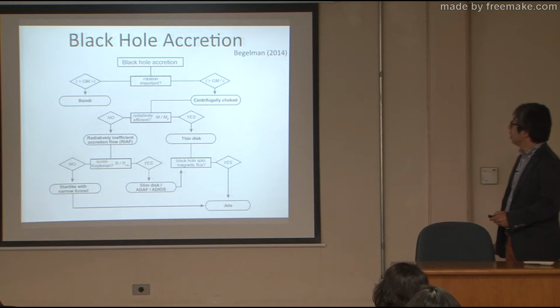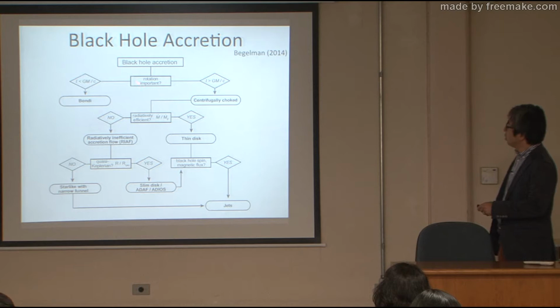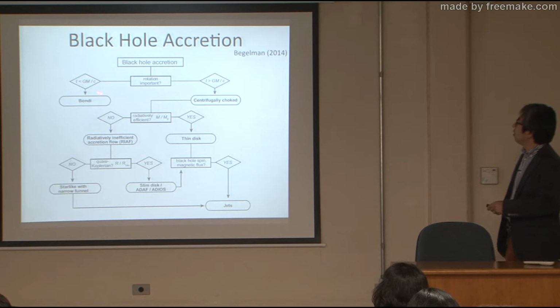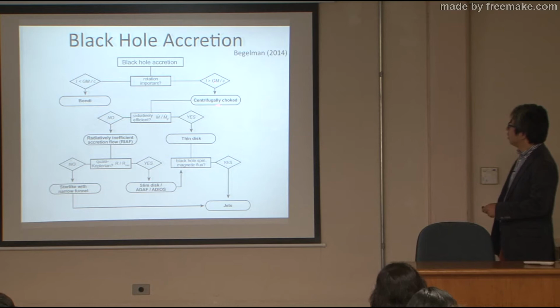This is the diagram of black hole accretion by Begelman. First, starting with the black hole accretion, ask whether rotation is important. If the angular momentum L is lower than GM over c, it means Bondi-type accretion, a spherical accretion flow. If L is larger than GM over c, it becomes a centrifugally supported structure.